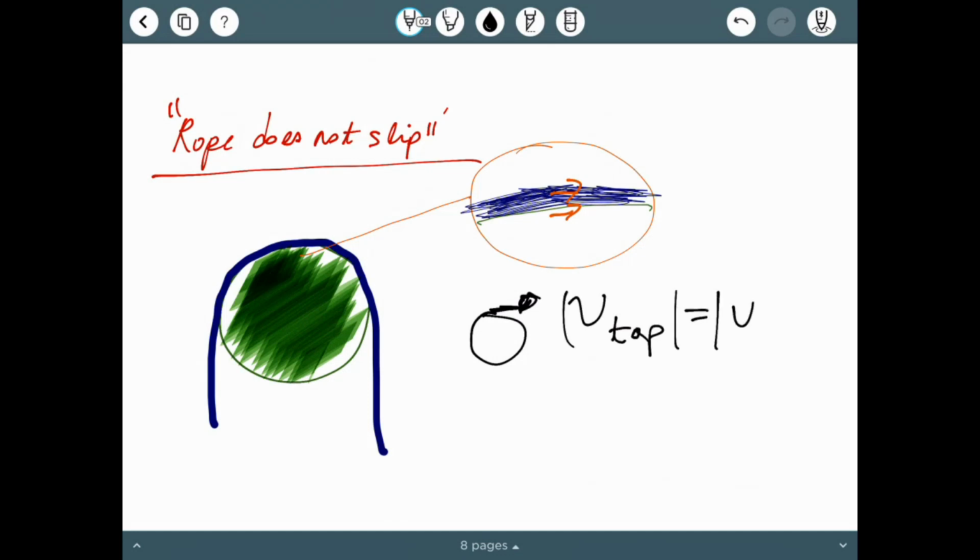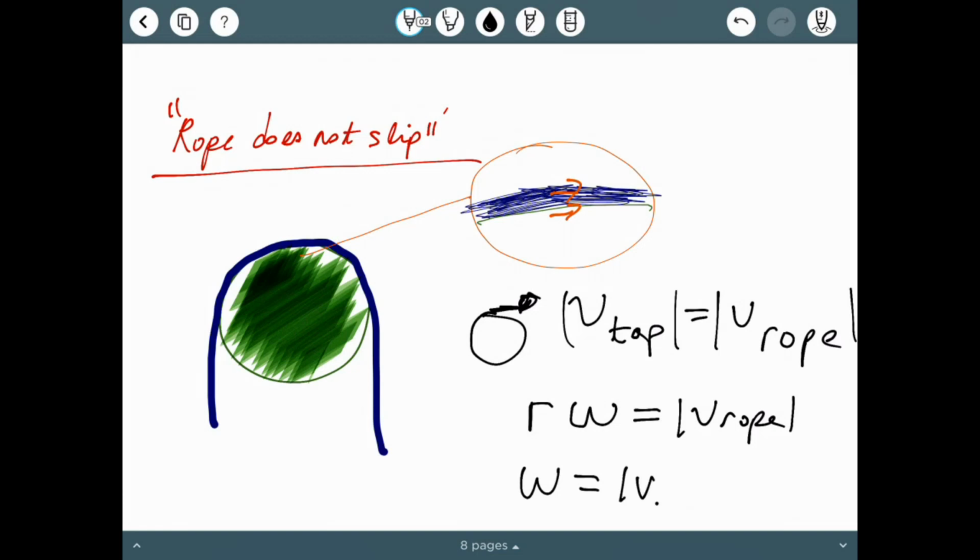And this is important because we need this to be able to relate the angular velocity of the pulley to everything else in the system. So we know that the tangential velocity in the circle is equal to r times omega. And we say that this has to be equal to the speed of the rope, so the angular velocity is the speed of the rope over r.